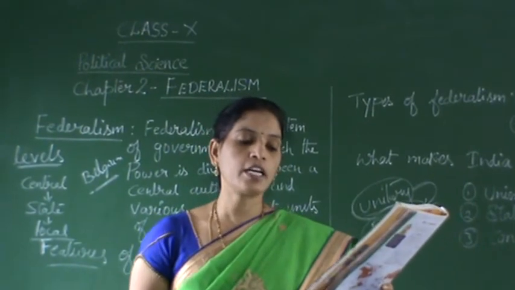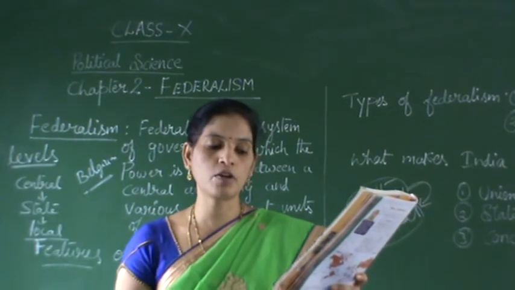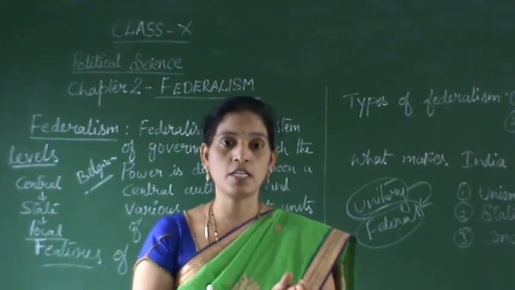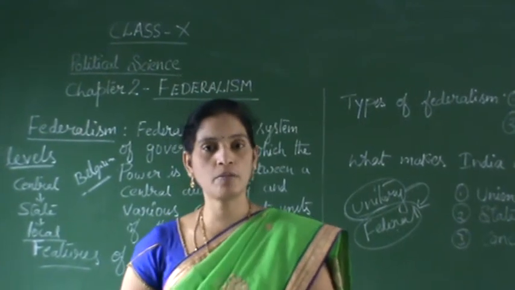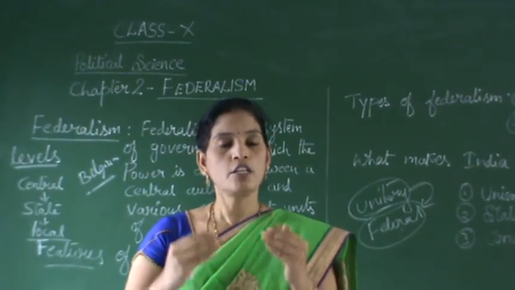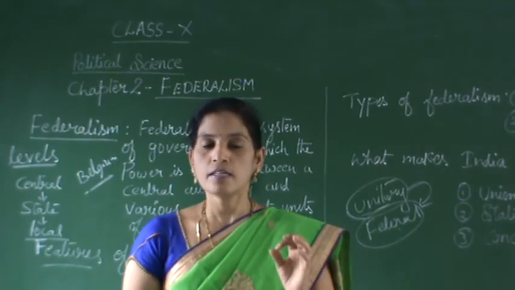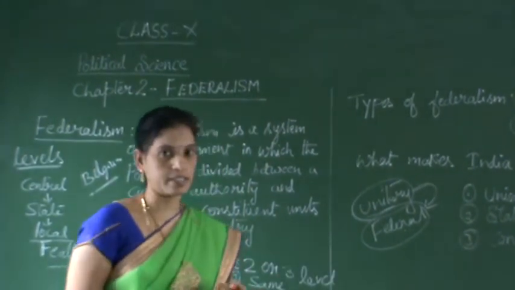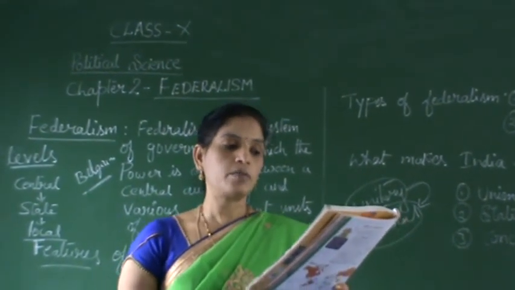Jurisdiction here means the area over which someone has legal authority. The area may be defined in terms of geographical boundaries or in terms of certain kinds of subjects. Within certain boundaries we are governed by the central government or by the state government. Sometimes both governments will govern the same citizens. The same citizens are governed by different levels of government. That is the second feature of federalism.